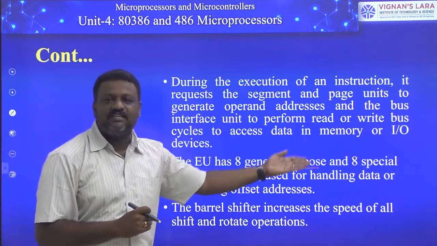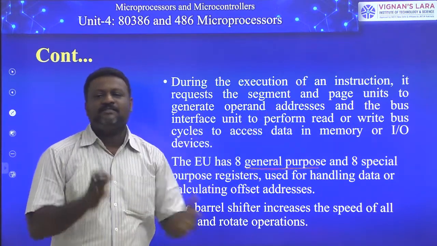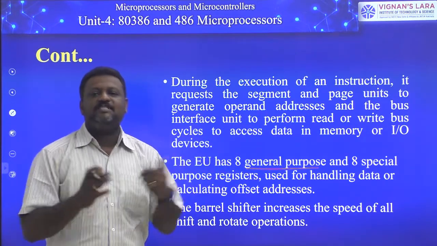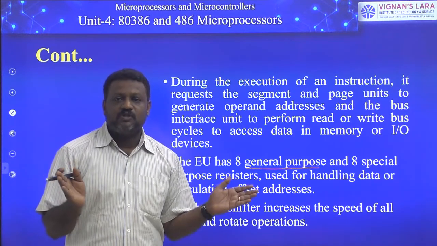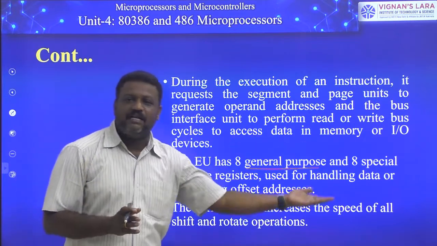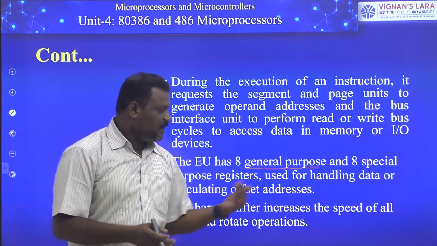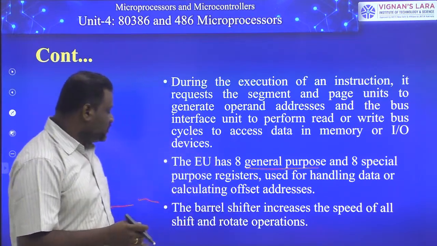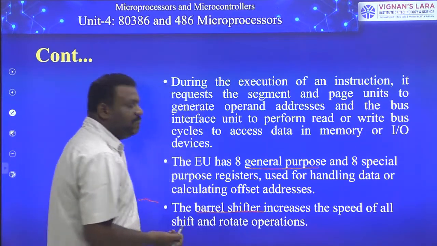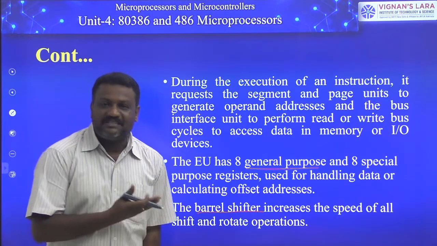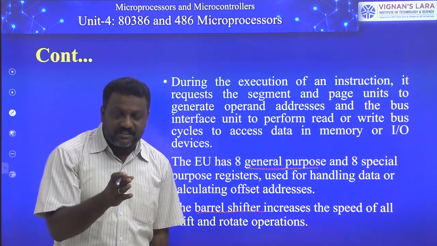In addition to the general purpose registers, you may also find some special function registers. The name itself indicates these registers are used for some special purposes. So those are helpful for handling of data as well as calculation of offset addresses. So that's the use of this. And one more important thing is your execution unit has a barrel shifter. So what is this? This is a shifter circuit.